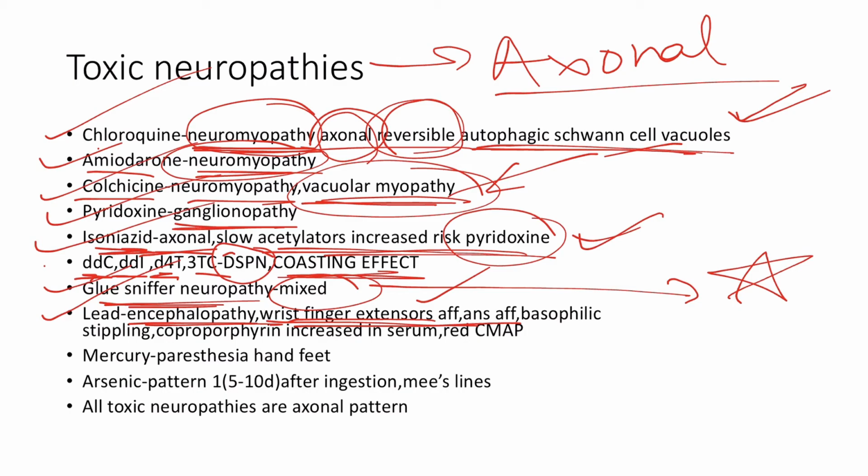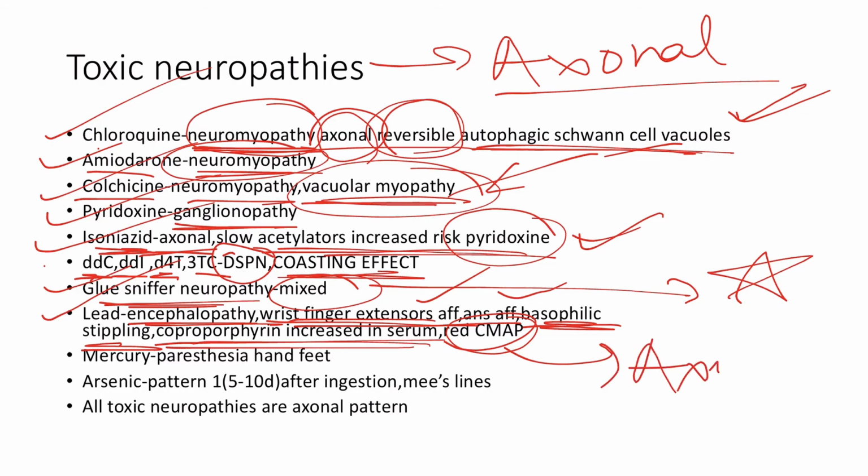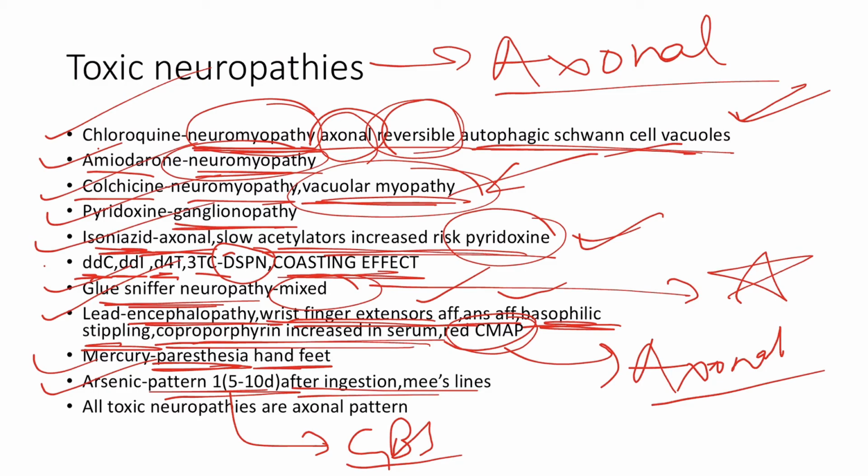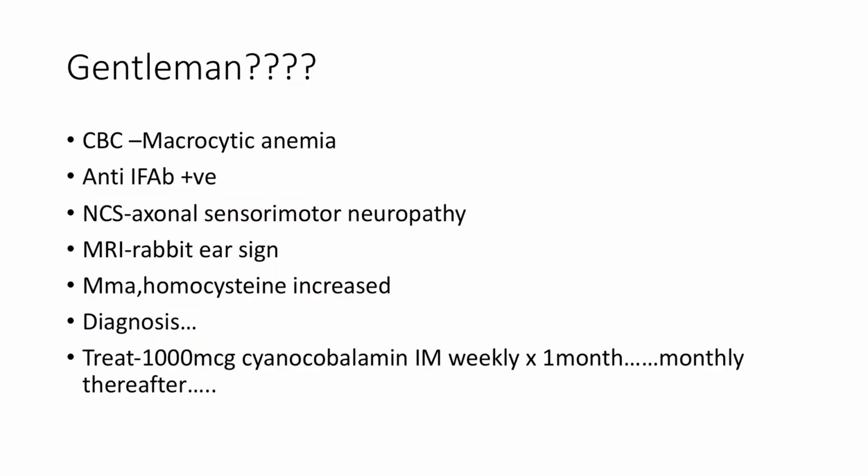Okay. And the autonomic nervous system can be affected, and this basophilic stippling occurs, and coproporphyrin levels are increased in the serum, and there will be reduction in the compound motor action potential, because it is an axonal neuropathy. Mercury, you will get acrodynia, that is pain, paresthesia of the hands and the feet. Arsenic, you get pattern like your GBS, and it occurs after ingestion of arsenic, acute toxicity of arsenic. Chronic toxicity, you will get these Mees lines, and I have written the same point here also, that is all toxic neuropathies are axonal.